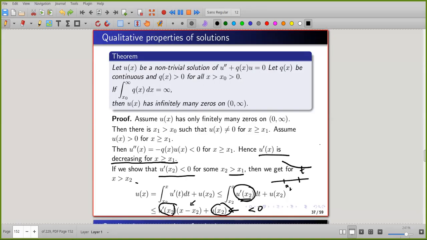Let's just look at this slide once again. So we just have to show that there is some x2 much larger such that the derivative is strictly less than 0.